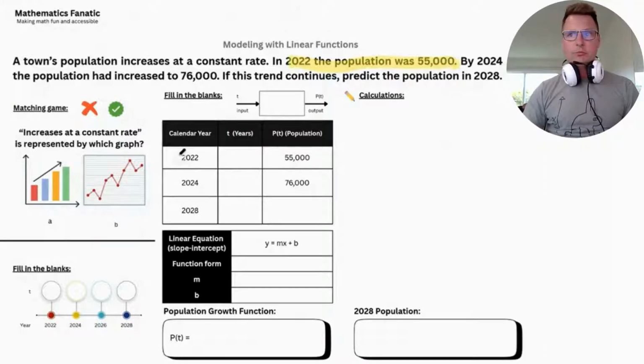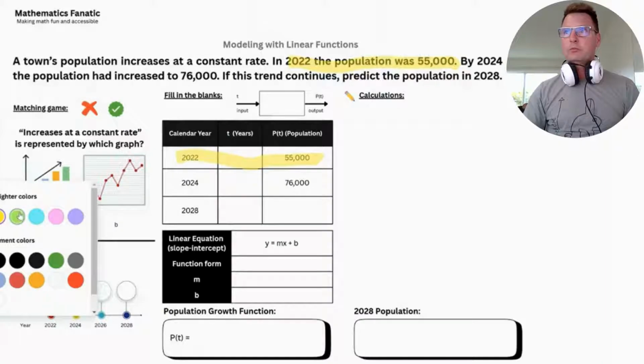So the second step is to identify the givens and the unknowns. So let's start by highlighting the first given. We have 2022, the population is 55,000, right? So let's draw our attention to the middle center here. We'll start filling out a table with our givens and our unknowns. So that will help to guide us through the problem.